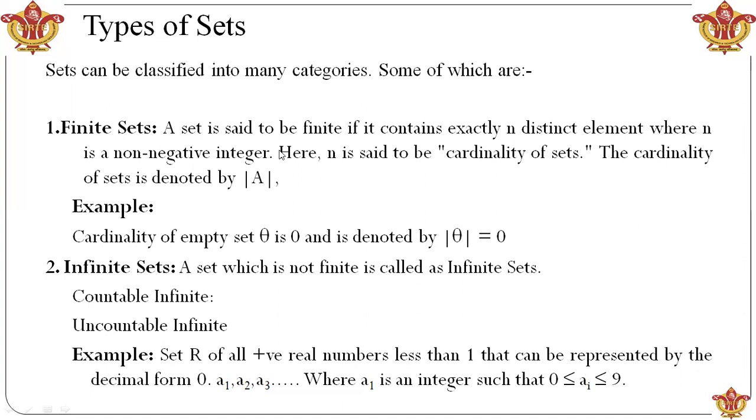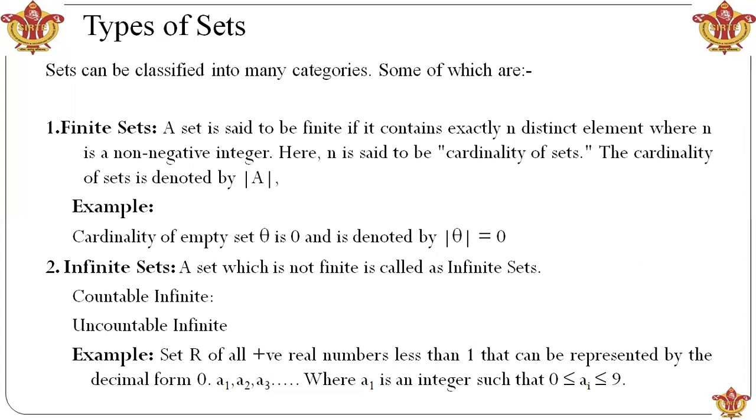Next we will discuss the infinite set. A set which is not finite is called an infinite set. Basically there are two types of infinite set. The first one is countable infinite and the second one is uncountable infinite. What is countable infinite? If there is a one-to-one correspondence between the elements in the set and the set of all natural numbers, and a countable infinite set is also known as denumerable. A set that is either finite or countably infinite is known as a countable set.